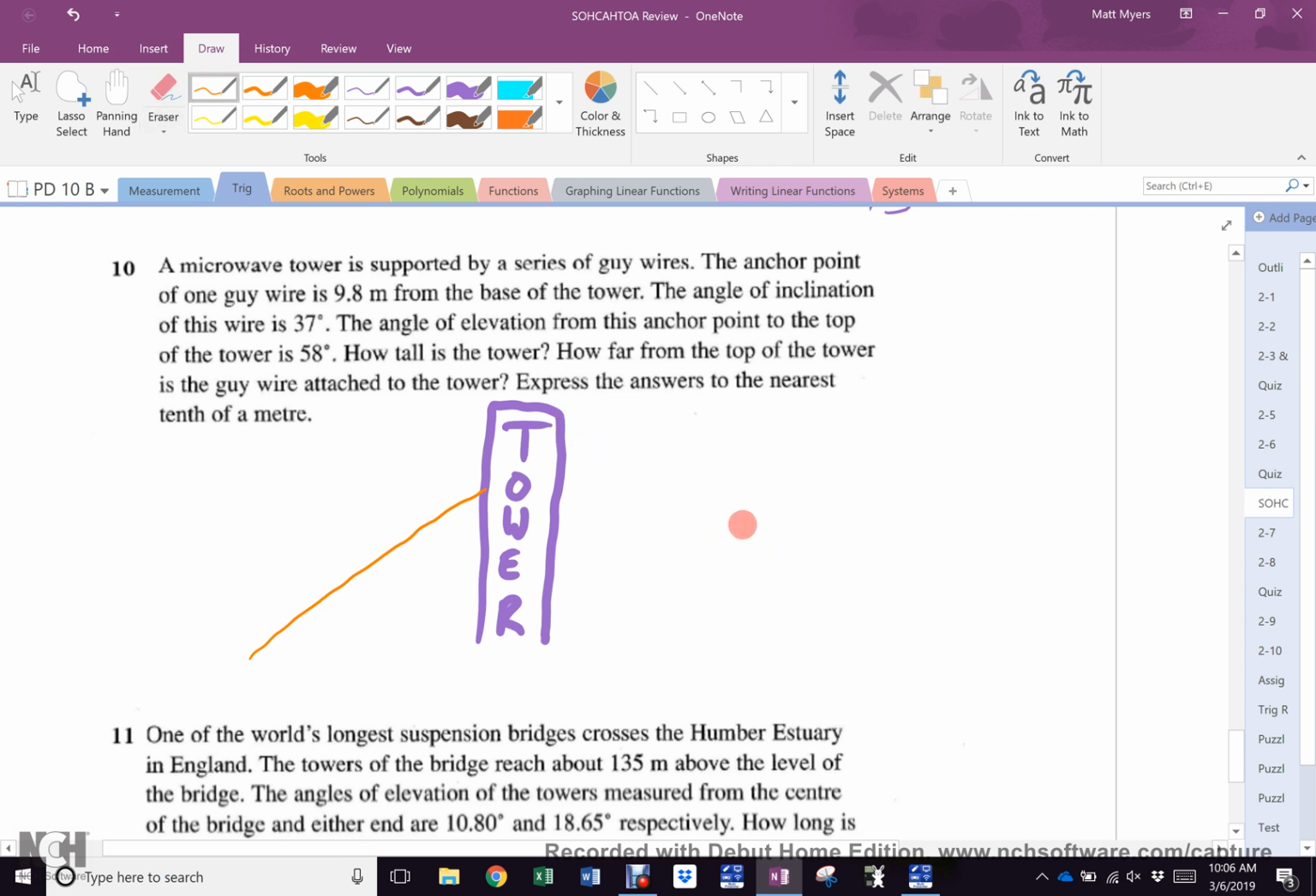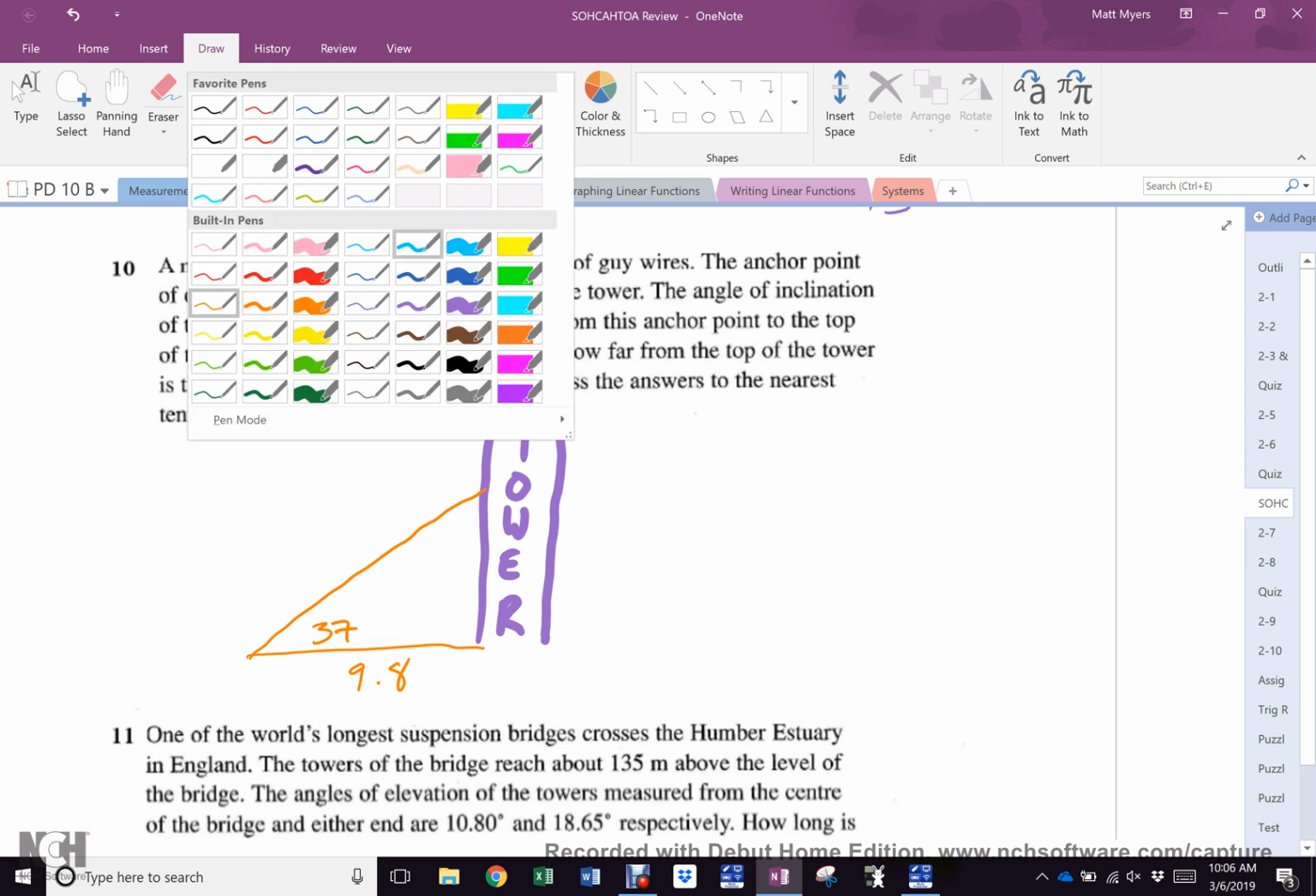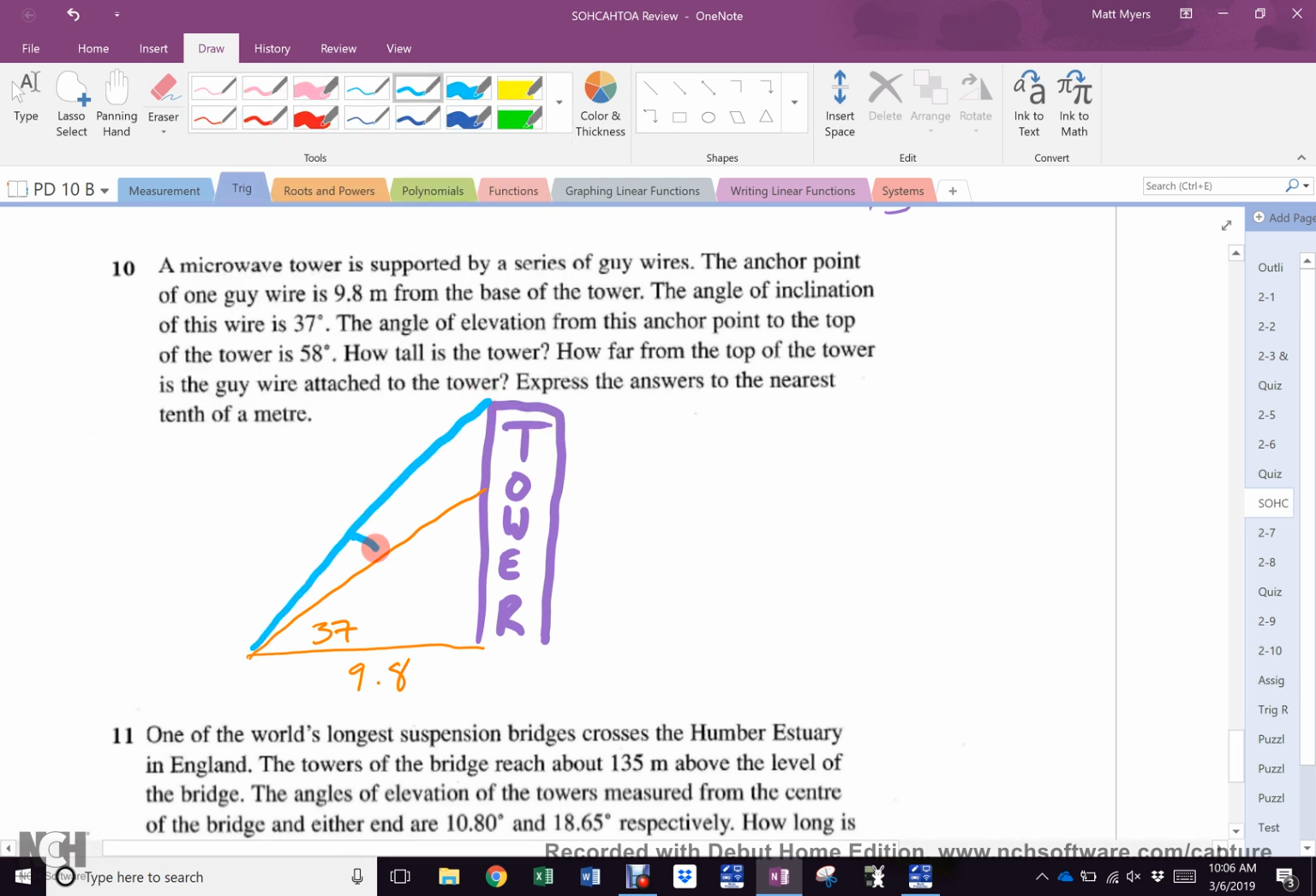Oh, wait, I want to use 2 different colors. How far is this? 9.8. What's this? What is blue theta? 58, right? The question says find this distance. So, if I use blue 58 to find the whole tower and orange 37 to find this part, what will I do at the end? Subtract them.